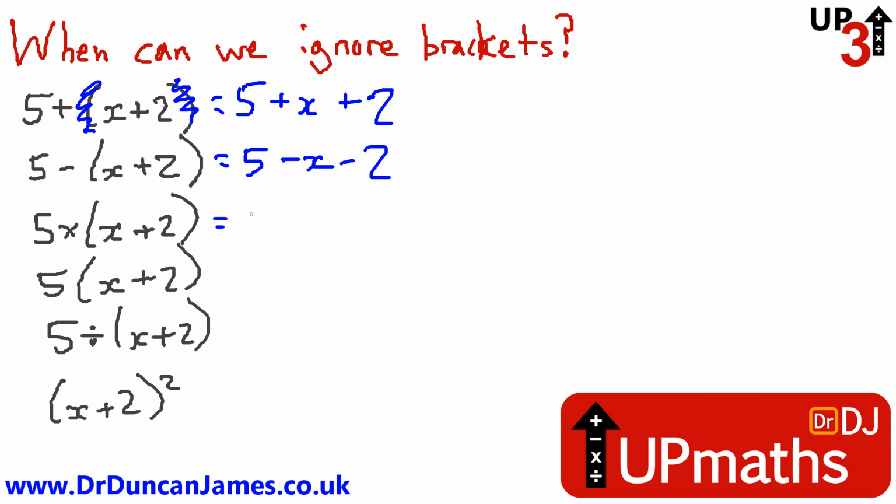Can we ignore the brackets here? We cannot ignore the brackets because that would be 5 times x. Because 5 is multiplying everything inside, so it changes the x and the 2. Can we ignore the brackets here? Well, it's basically just the same because there's an imaginary times in there.